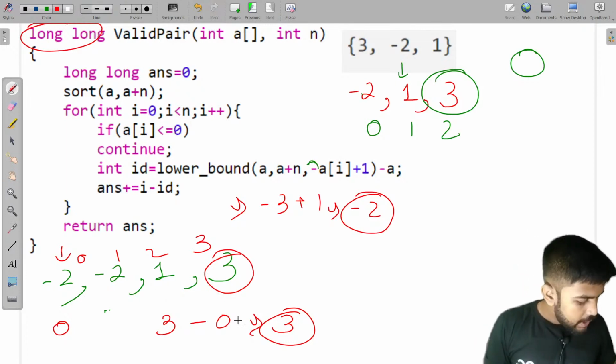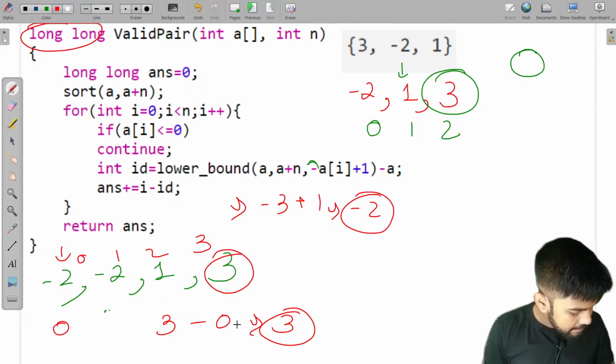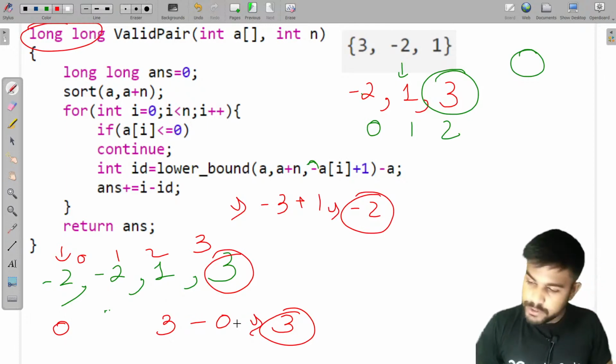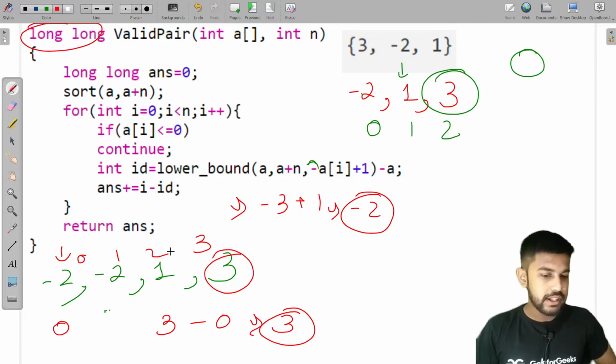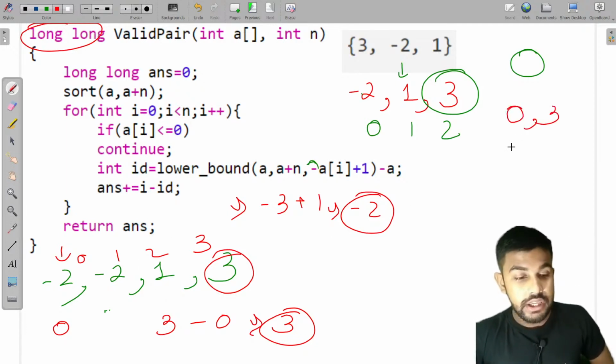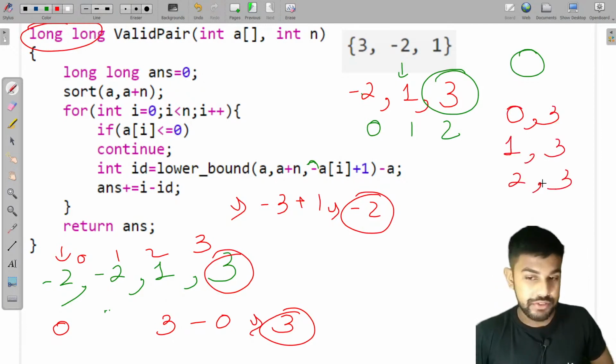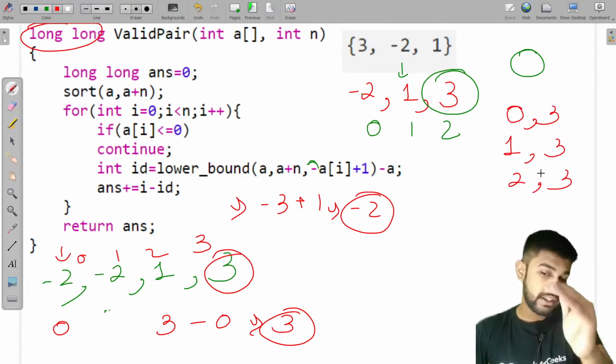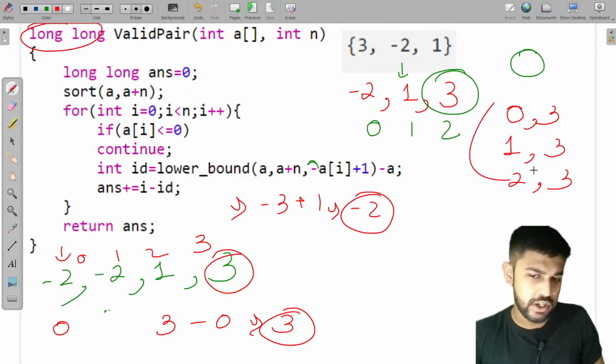Talking about this, yeah, this is clear, but there will be non-distinct pairs in this case. How will there be non-distinct pairs? Let me clear this out. We would be having 0 and 3, then again 1 and 3, then again 2 and 3. Everything is distinct.